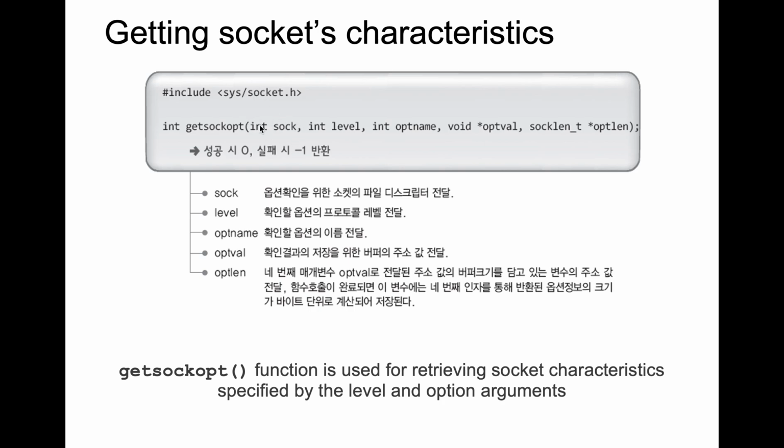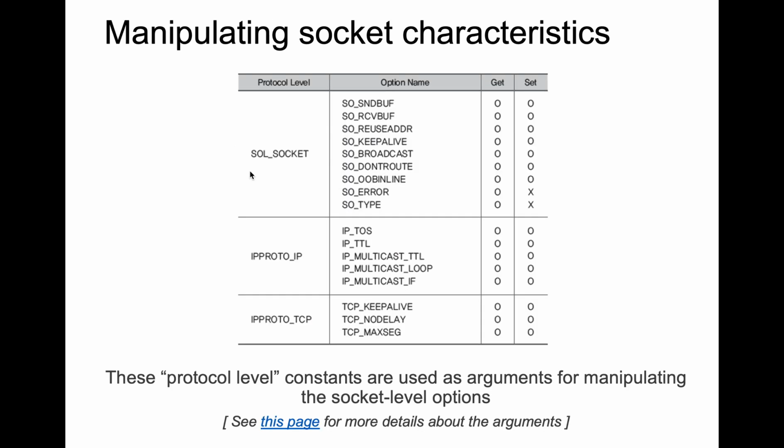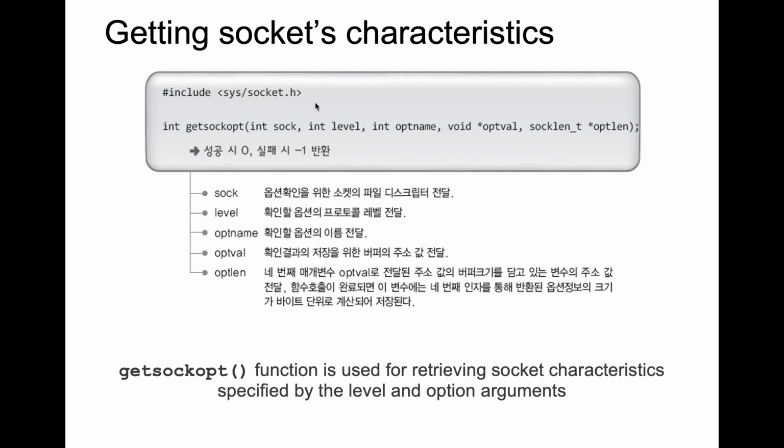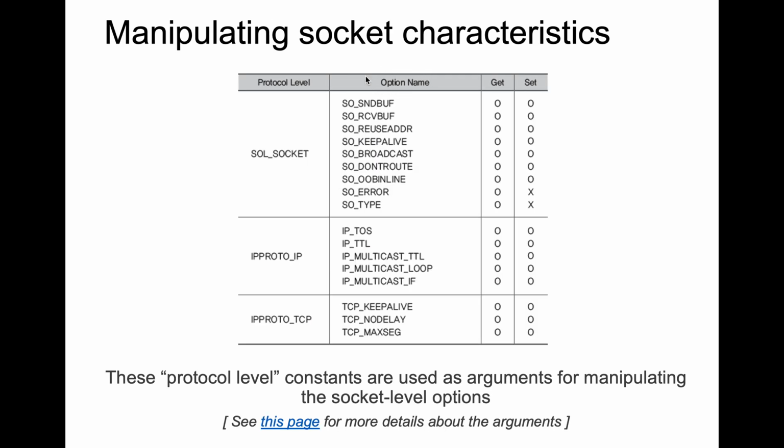So the first thing is which socket's characteristic, which socket's option you want to retrieve. So you just pass the file descriptor of that socket, and then you specify the protocol level, which was in the previous slide, in this slide, the left value. So for example, you want to read the Internet Protocol's time to live. That means first you have to specify the protocol level of IPPROTO_IP in this parameter, and then you have to specify the option name, the characteristic's name that is defined here.